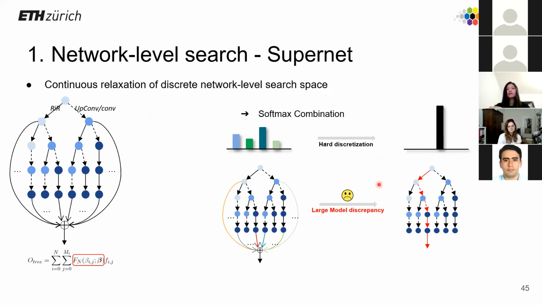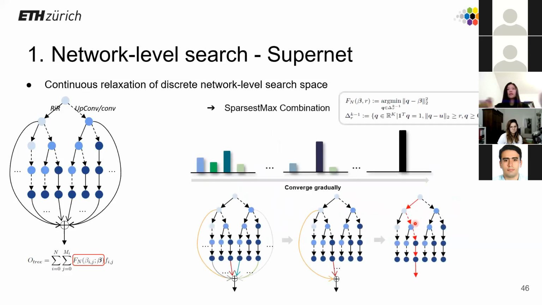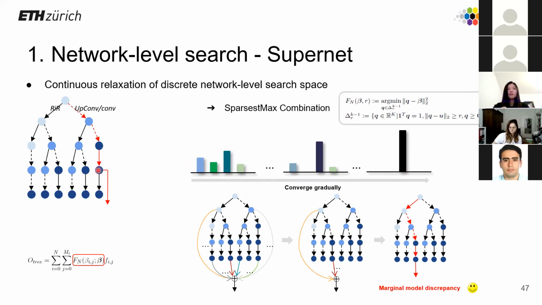However, this discretization step will introduce a large model discrepancy between the supernet and the final derived architecture. So here, to bridge this model discrepancy, we suggest using a new sparsely-mixed function. The output of the sparsely-mixed function can converge gradually to a single architecture. So with this sparsely-mixed combination, we can diminish the model discrepancy. Also, based on this tree-like supernet modeling, we can obtain a network with flexible depths. For example, if the output of the sparsemax finally converges to this feature map here, we can accordingly take this path as our final path.